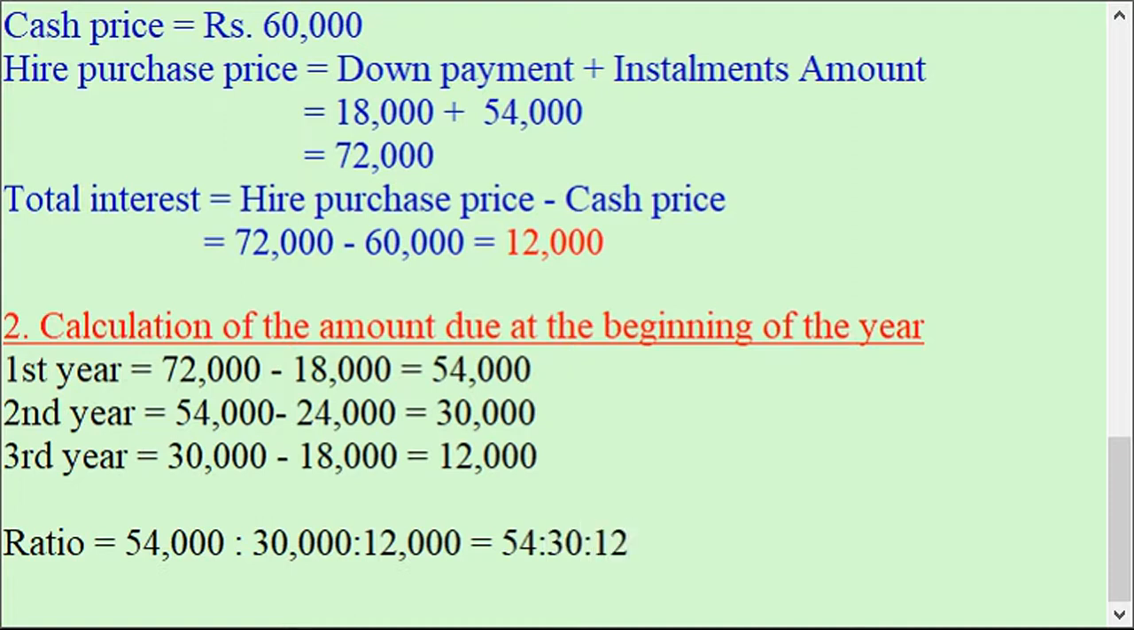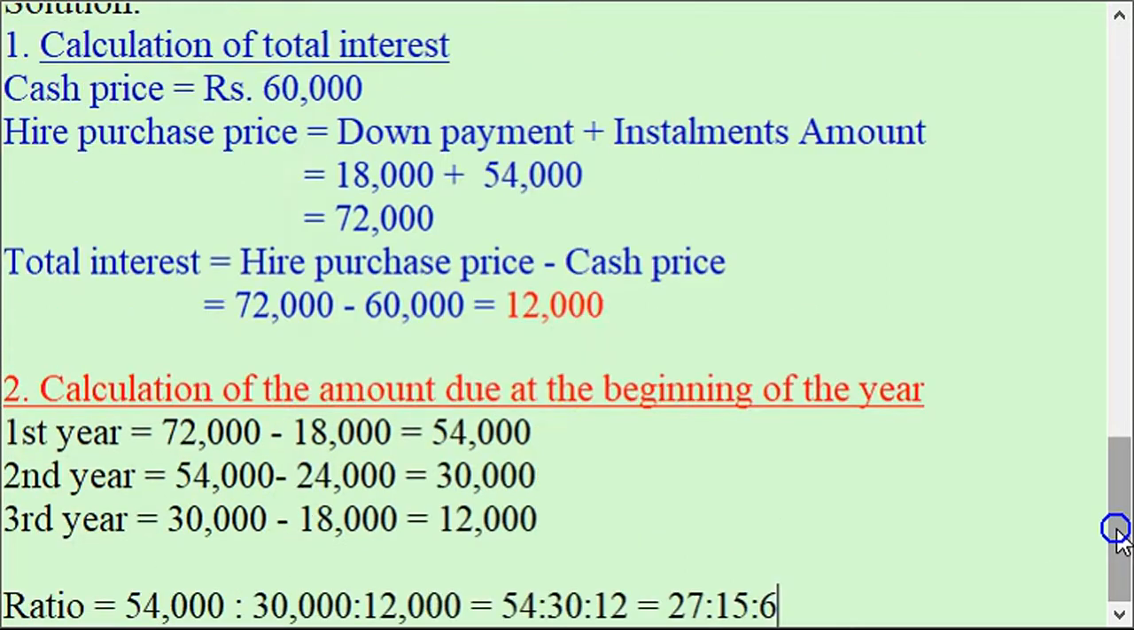If you further simplify this, you can divide this by 2. You get 27 is to 15 is to 6. 27 twos are 54, 15 twos are 30, 6 twos are 12. So it's a further simplification. If you're not understanding this, you can stop it till here, 54, 30 and 12, and calculate the interest.